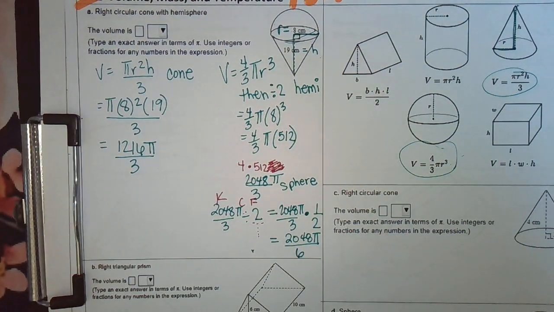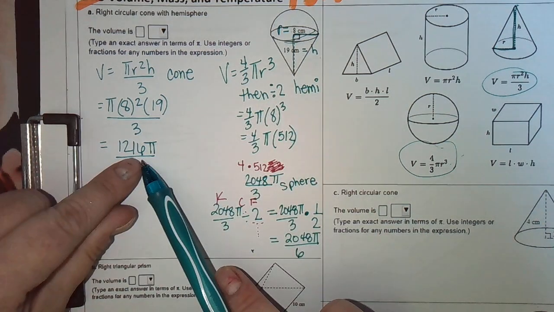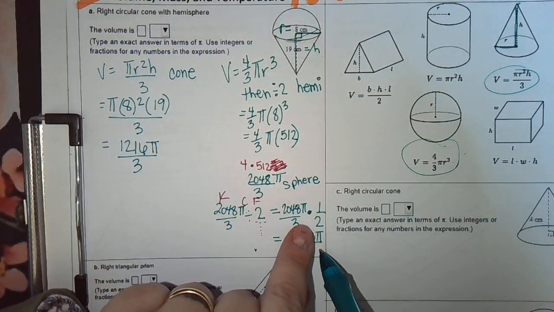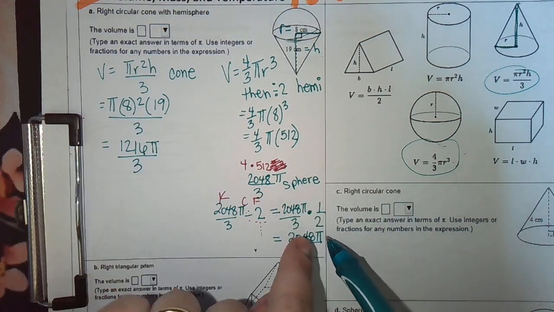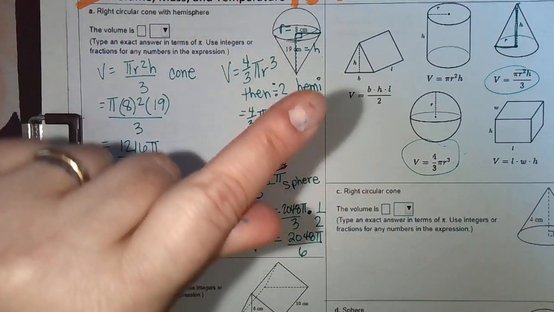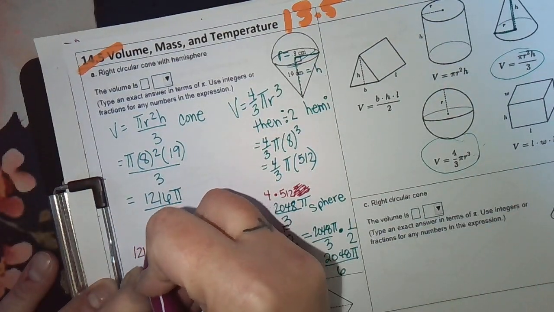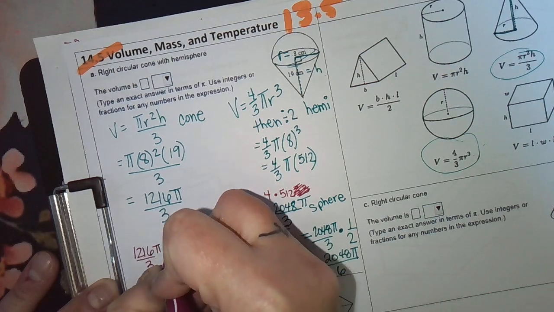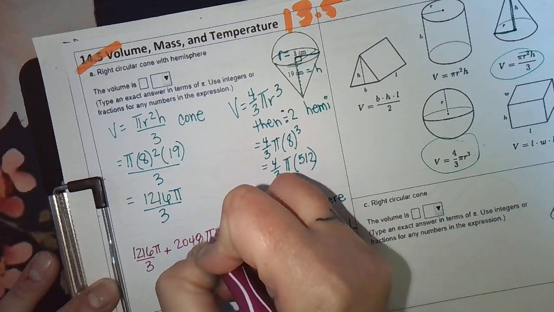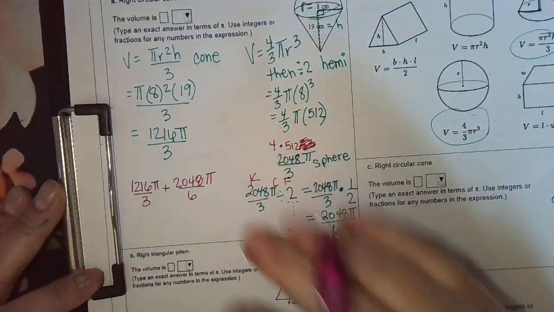Okay, so we got the volume for the cone. It's this 1216 pi over 3. We got the volume of the sphere. Then we had to divide it by 2, which ends up multiplying it by 1/2, and we got 2048 pi over 6. And we want the volume of the whole thing. So now we're going to plus them. So we're going to take that 1216 pi over 3, and we're going to plus this 2048 pi over 6.